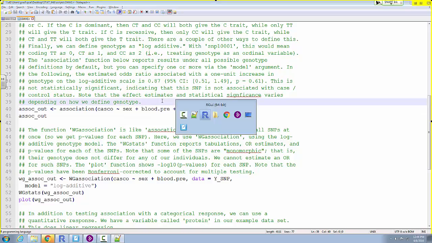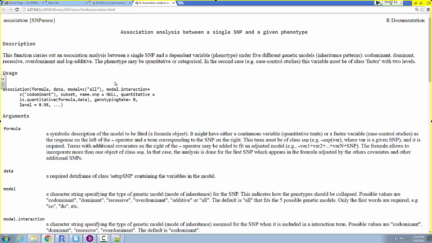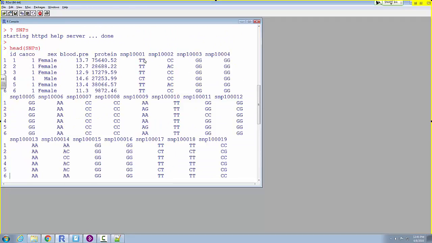So the association function, let's see the help file for it. It carries out an association analysis between a single snp and a dependent variable, which is our phenotype, in this case case control status. One of the details that we have to decide on is how to represent or codify or parameterize genotype. For example, snp one, we have two T's some of the time, we have C and T some of the time, we probably have C and C some of the time. What are those? Are these factors, categorical variables where TT is a category, CT is a different category, TC is a different category, and CC is a different category?